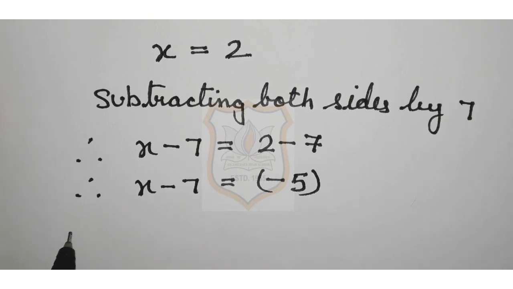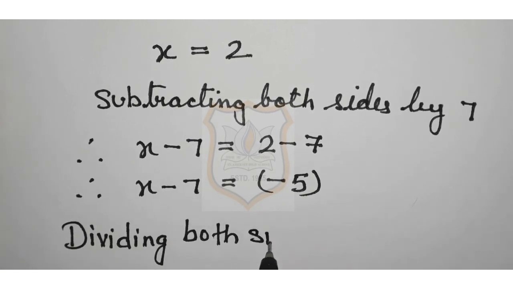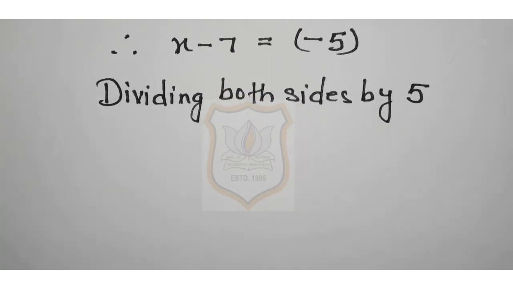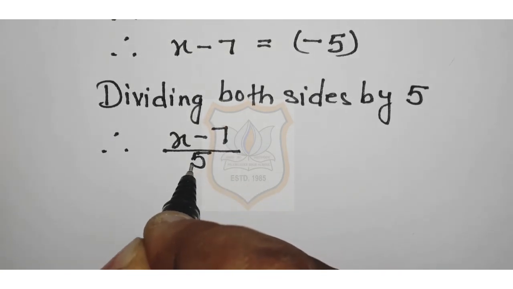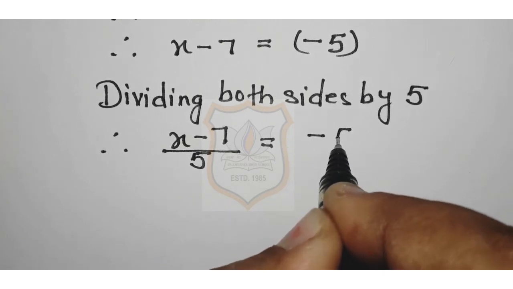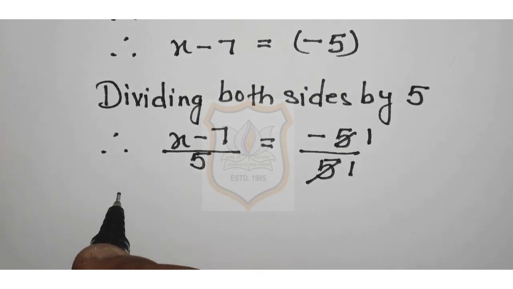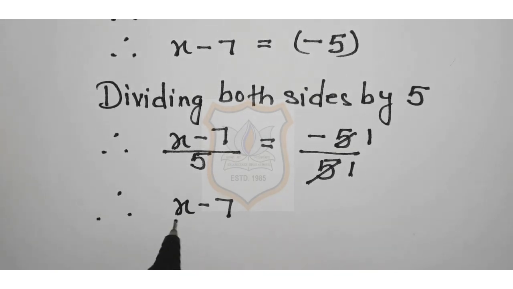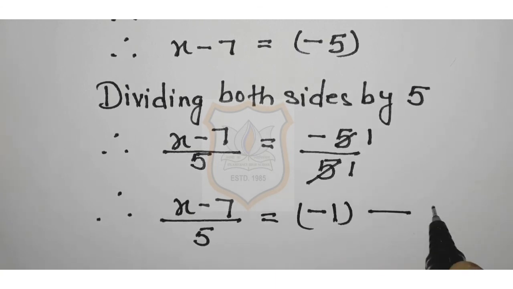Now, dividing both sides by 5. Therefore, x minus 7 upon 5 is equal to minus 5 upon 5. Now, 5 ones are 5. Therefore, x minus 7 upon 5 is equal to minus 1. This is our third equation.